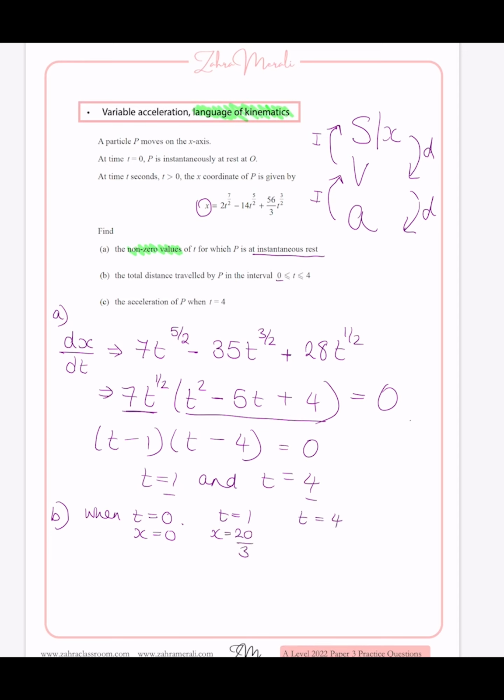And when t equals 4, if I stick 4 in, I'm going to get 4 to the power of 4, 2 times 4 to the power of 7 over 2, minus 14 times 4 to the power of 5 over 2. Put each bit into brackets as you do it. Use your fraction buttons. They're your friends here. It'll make sure you don't make any mistakes in the exam, especially if they're really fiddly numbers.